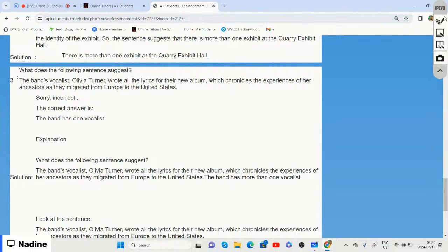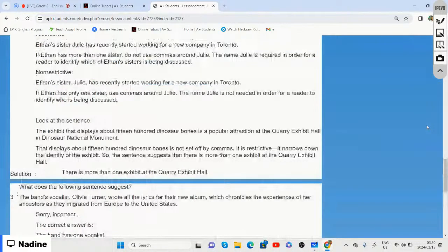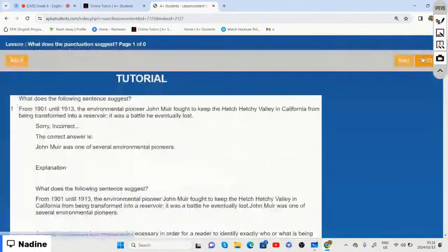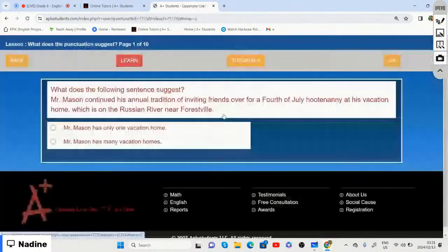Right? So now we're going to our test. We need to say, what does the following sentence suggest? Mr. Mason continued his annual tradition of inviting friends over for a 4th of July hootenanny at his vacation home, which is on the Russian River near Forestville.